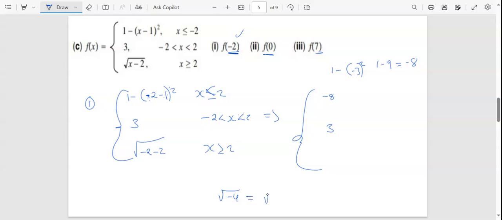So how do we handle this? This is the same as root of 4 times root of negative 1. The root of negative 1 is the imaginary i. The root of 4 is 2, so multiplying, this will be 2i if you want to write it like that. So you have simplified like that. Then these conditions, you leave them like that.